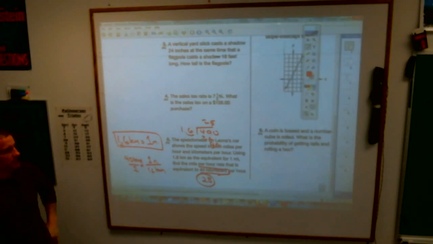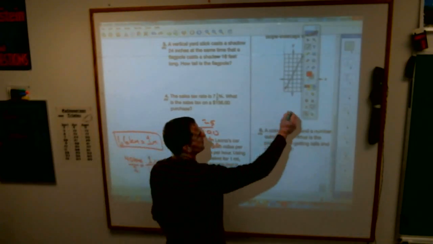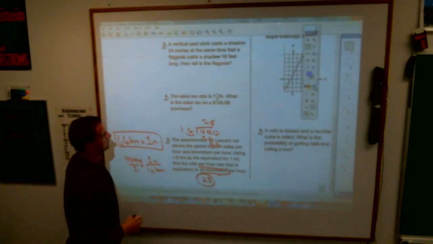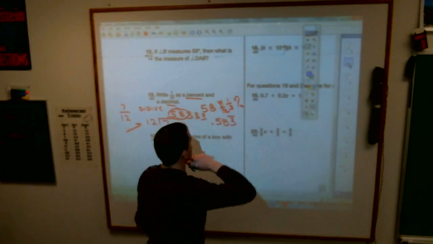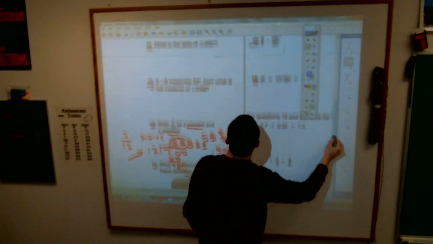Cole, quit! Let's change colors. Which one? Number 12. Number 12, said Cameron. Yeah, we talked about this one too.